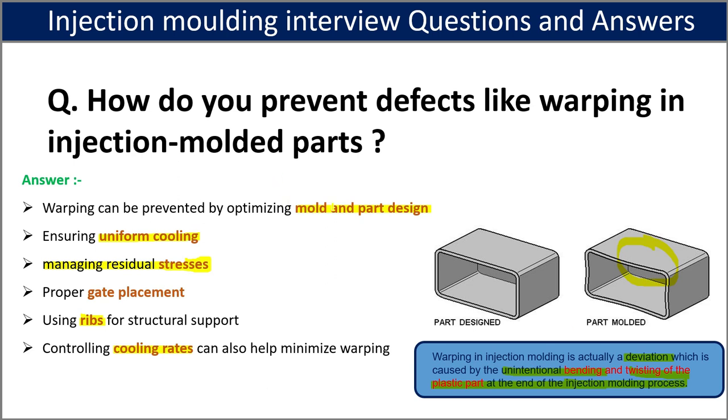And how can we avoid this warping defect? We need to follow the design guidelines like mold guidelines. We need to keep uniform cooling, and also manage the stresses and the gate system. We need to properly place the gate, and we need to use ribs for the structural part so that it will not deform. Also controlling the cooling rate can help to minimize the warping.